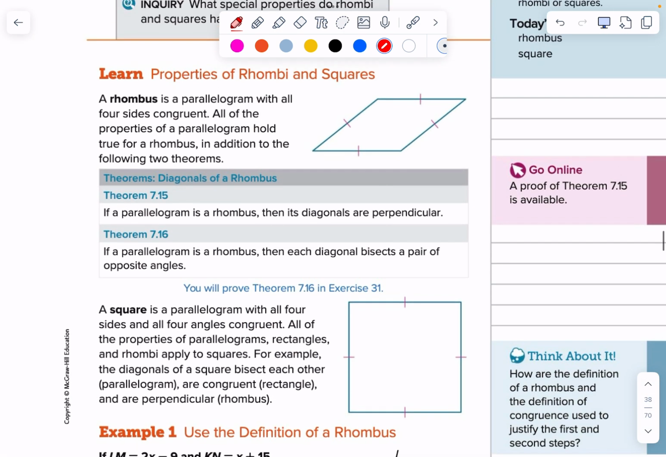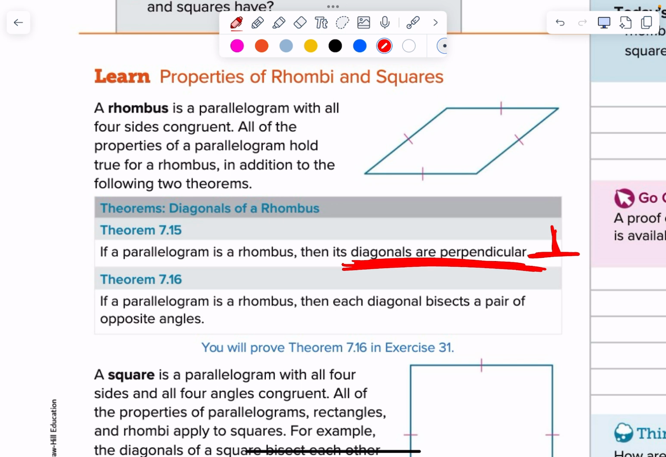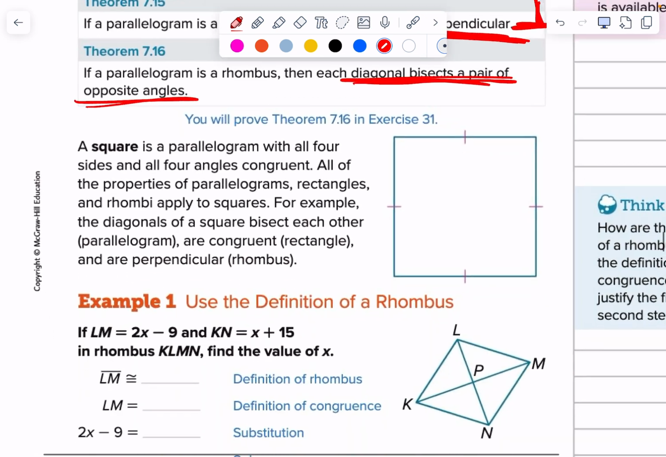7-5. Here is some stuff. A rhombus. The diagonals are perpendicular in a rhombus. Underline that. Diagonals are perpendicular. That's what that one was. Each diagonal bisects the angles. Okay, that was the second little piece. So the diagonals are going to split those angles in half. That is for a rhombus, okay?